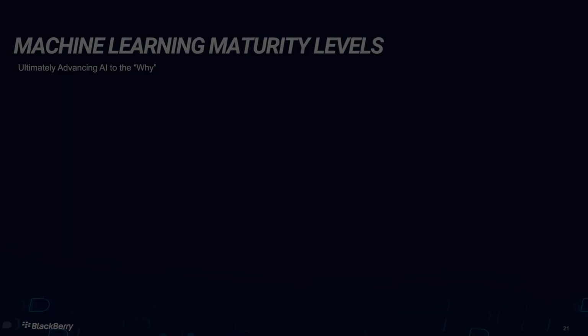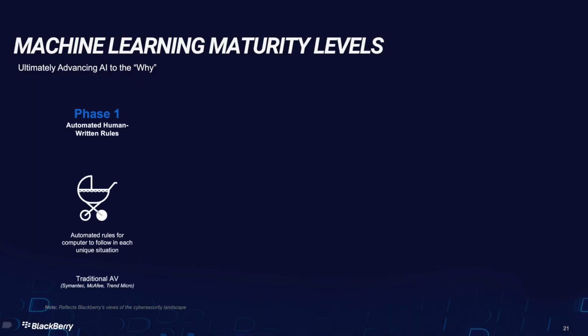Perhaps an easier way to understand the generations is to look at the generations of a human. Phase 1 being that first generation, essentially using automated rules for the computer to follow in each unique situation. This is more akin to the traditional AV vendors that are out there that build signatures. Now, those signatures may be built upon by ML, but it's built with very specific rules. It's looking for very specific things and doing specific actions. So essentially, this is like the infancy of using machine learning.